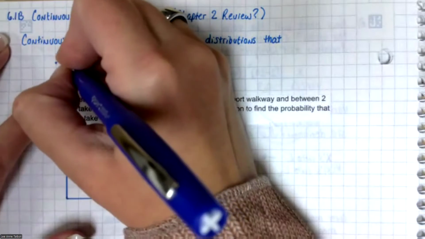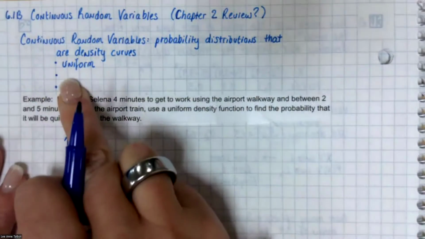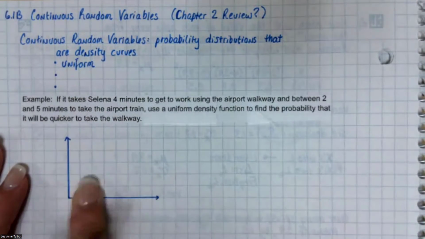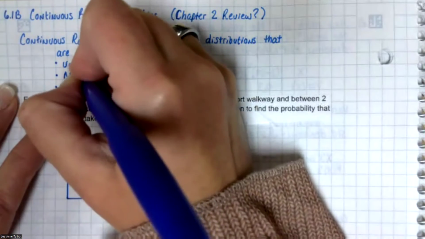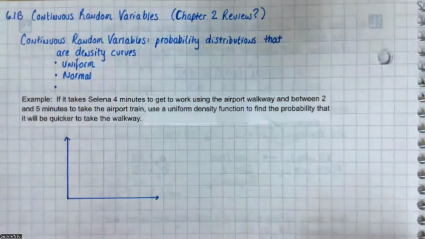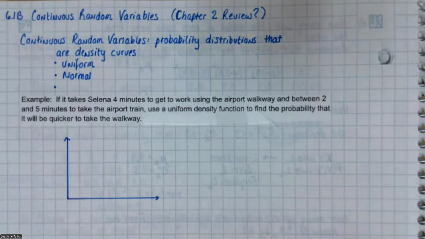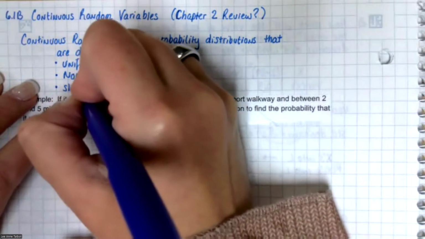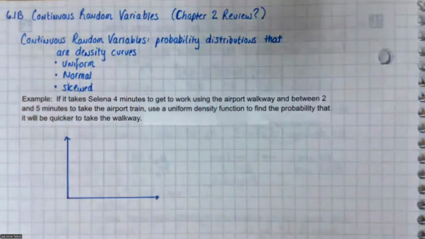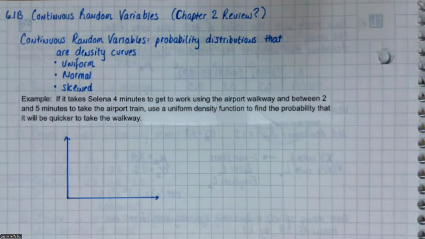Okay. There's 3 types for us, uniform. And that one is the one that's a rectangle, and we studied it already, but we're going to do one right here to remind ourselves how to do it. Normal, where we're going to use normal CDF and inverse norm to calculate stuff. And then sometimes we had skewed ones. And those are really hard to calculate stuff for. We're going to do some skewed ones later on in the chapter, but not today.